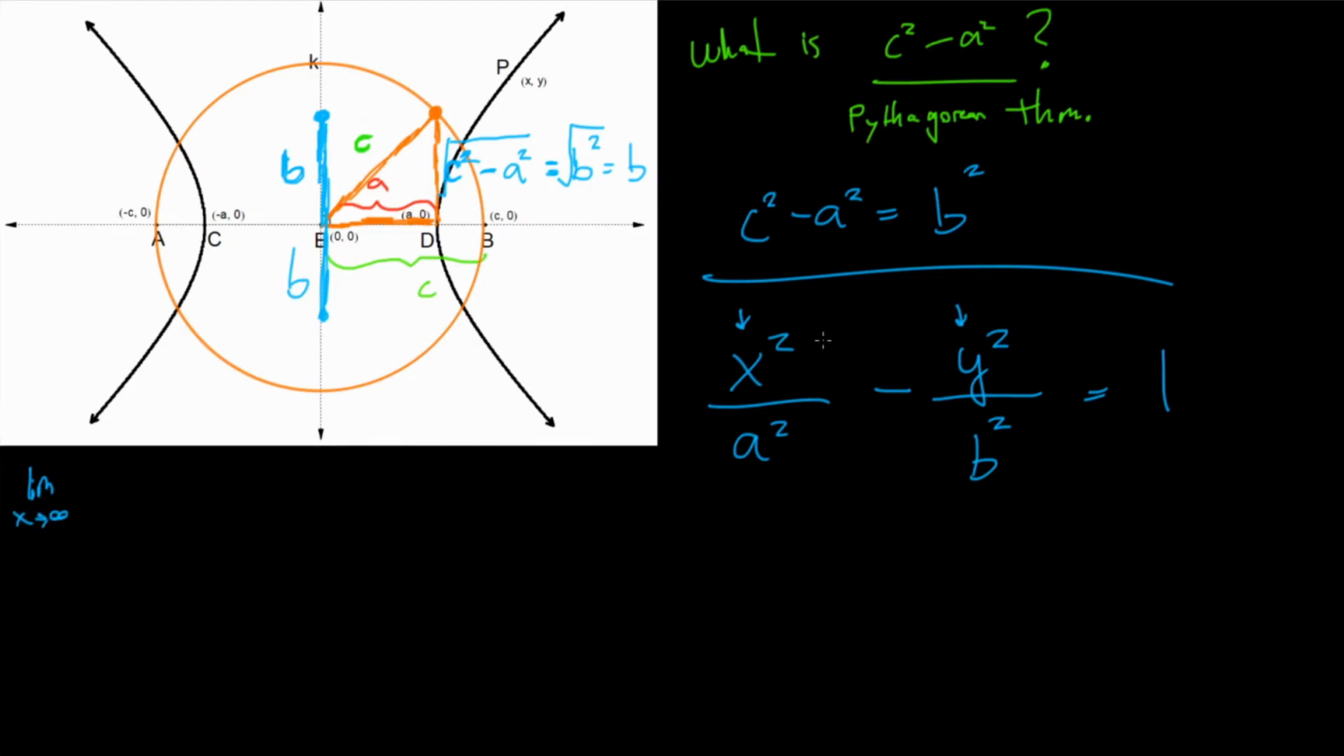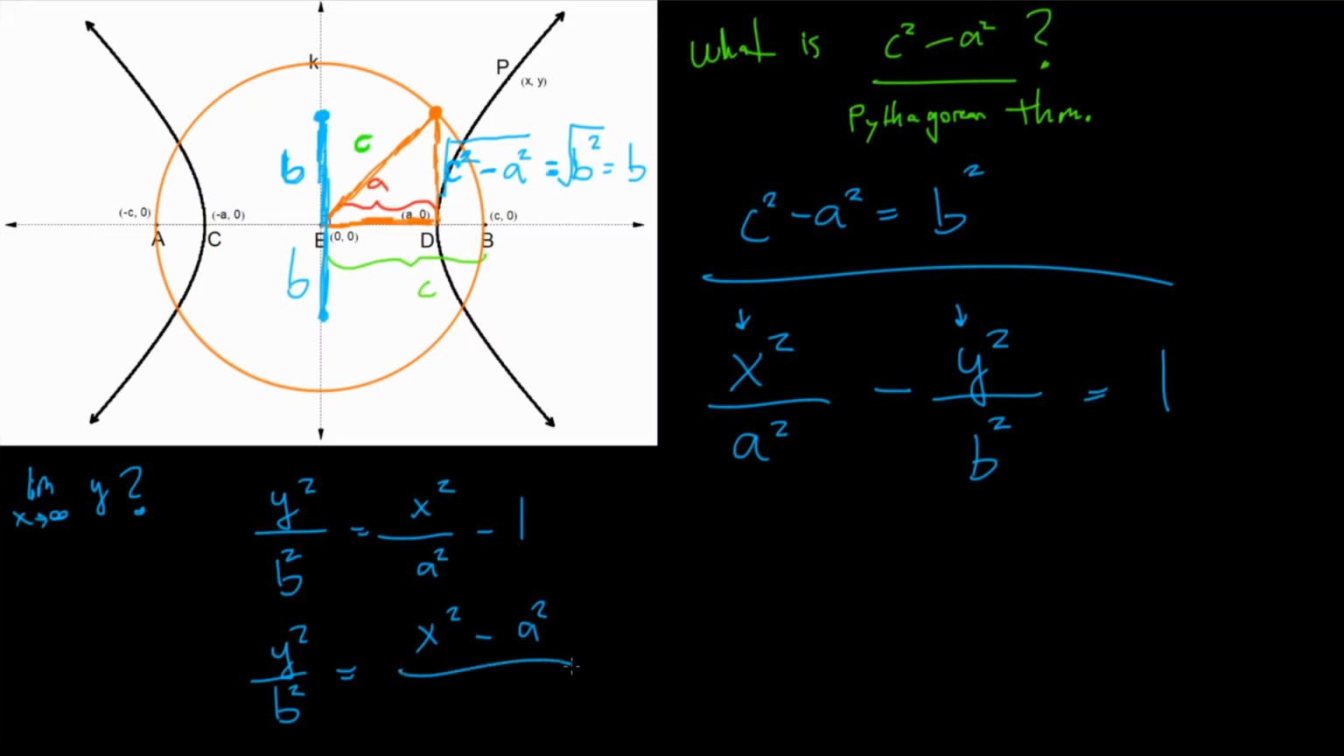Let's play around with this thing and get it into the form y equals. So I want to look at the limit as x goes to infinity of y, and we need to solve for y. I'm going to move the 1 to the left-hand side and the y squared over b squared to the right-hand side. So we have a positive y squared over b squared equal to x squared over a squared minus 1. Let's combine these two things: y squared over b squared is equal to x squared minus a squared all over a squared.